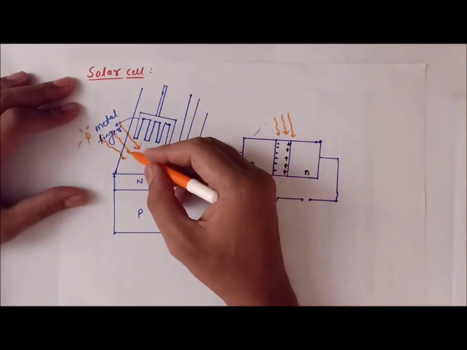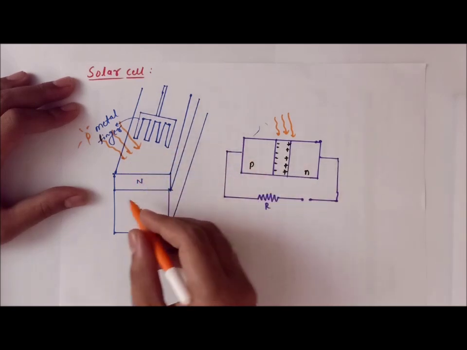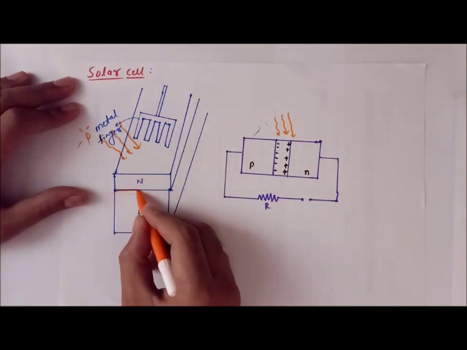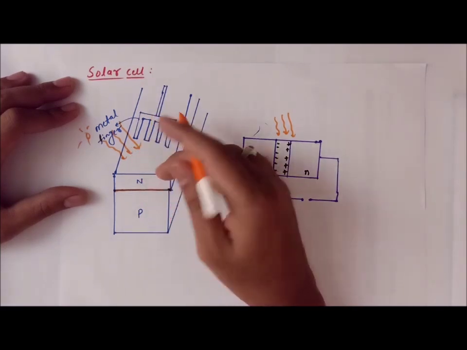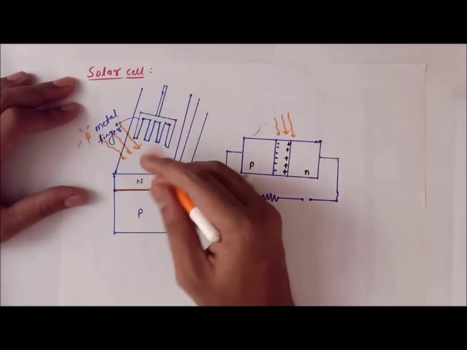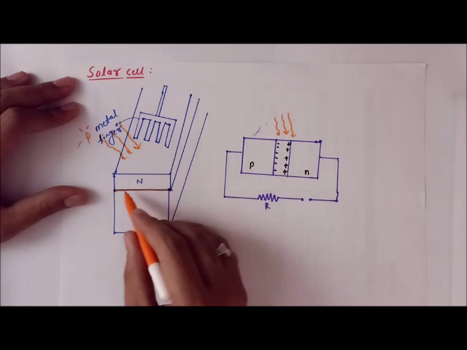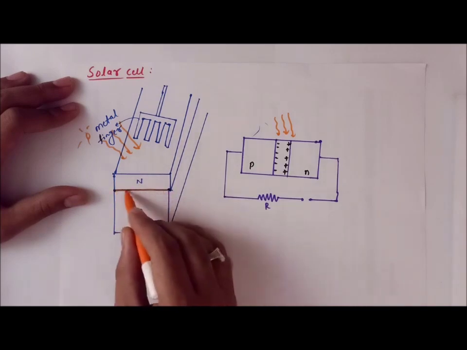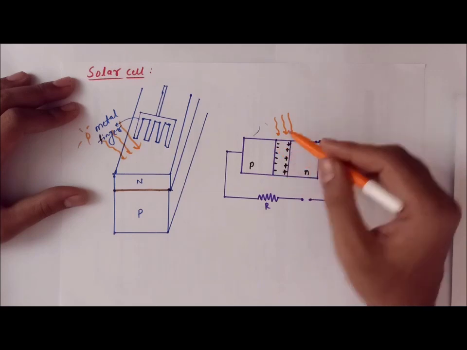This light should enter the junction. The light coming from here should enter the PN junction, so the N side should be very thin. Otherwise this N type will absorb all the light. So they made it thinner so that the light can pass through the N side and fall on this particular junction here. This is the PN junction.